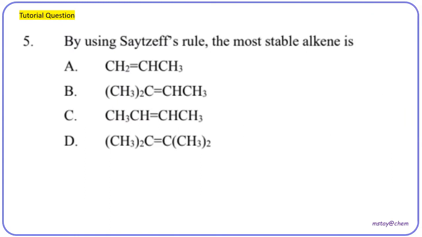Okay, now let's look at tutorial question number 5. Using the Saytzeff rules, determine the most stable alkene. So first, we identify the carbon with the double bond. From here, we know that there are 4 groups at this carbon-carbon double bond. Each carbon has 2 groups. So this one has hydrogen, and then this one has 1 group hydrogen and another group CH3. So based on these 4 groups, only 1 group is alkyl.